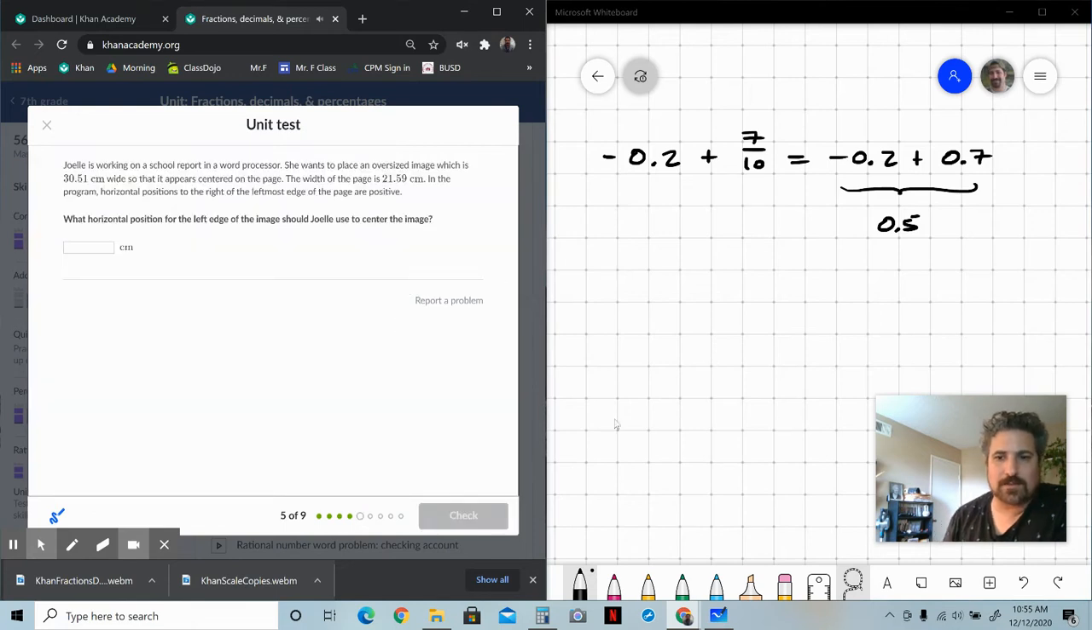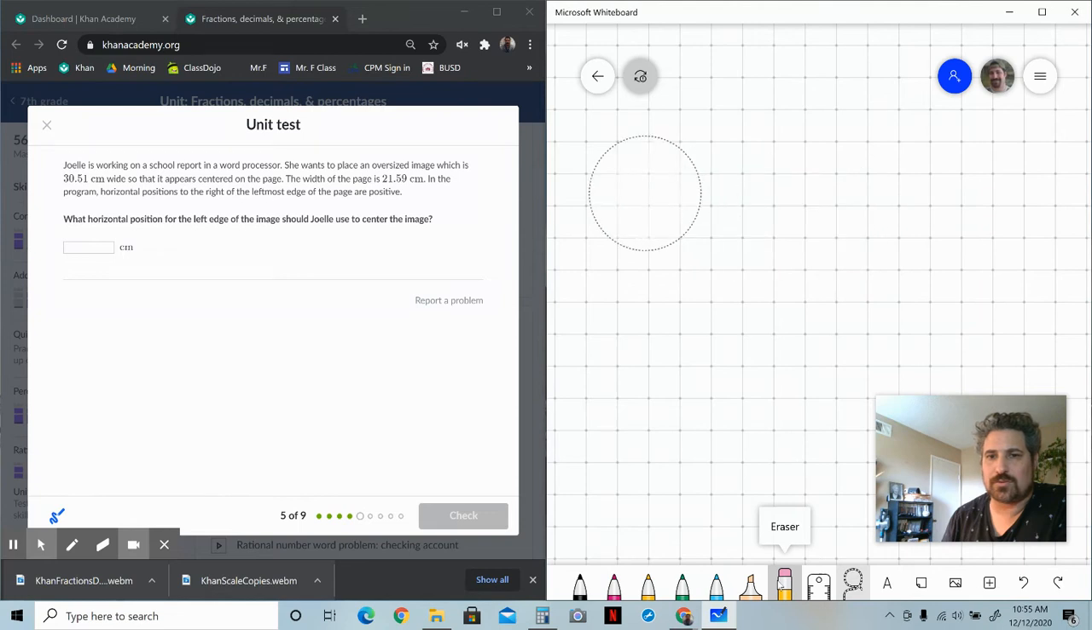Okay. This next one says, Joelle is working on a school report in a word processor. She wants to place an oversized image, which is 30.51 centimeters wide, so that it appears centered on the page. The width of the page is 21.59 centimeters. In the program, horizontal positions to the right of the leftmost edge of the page are positive. Okay, what horizontal position for the left edge of the image should Joelle use to center the image?